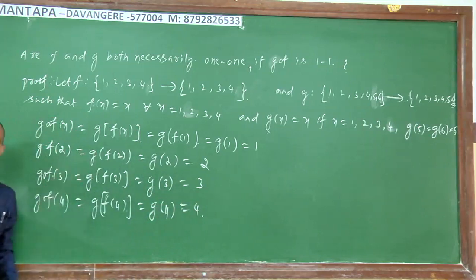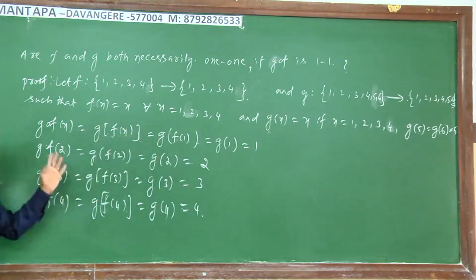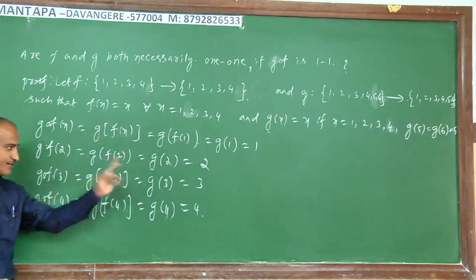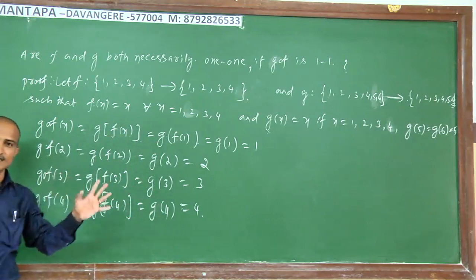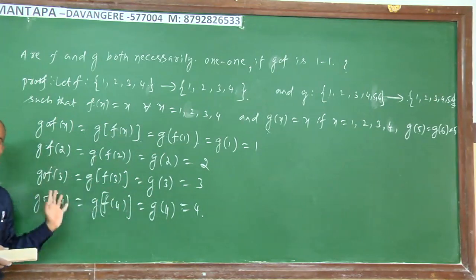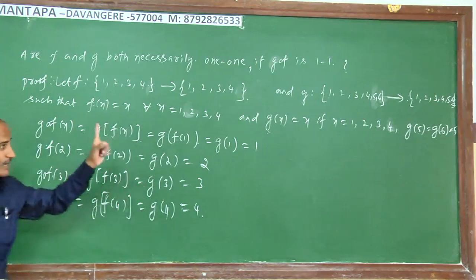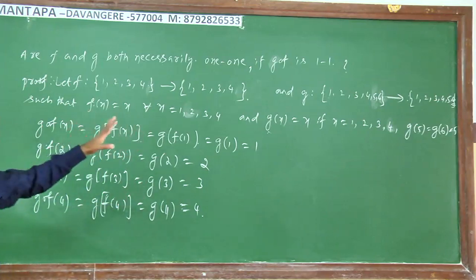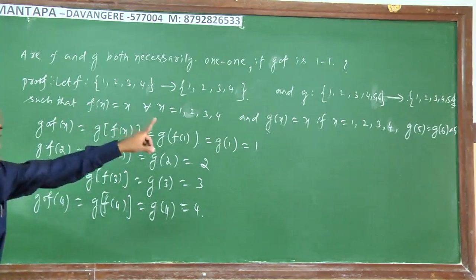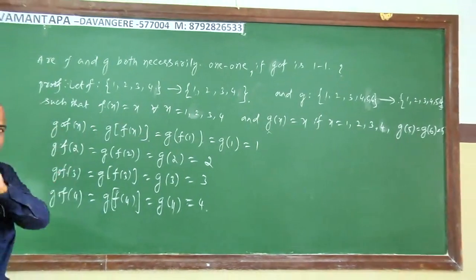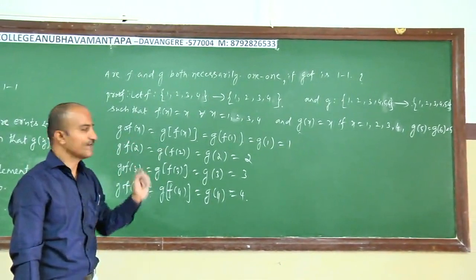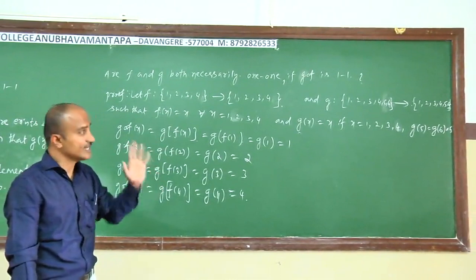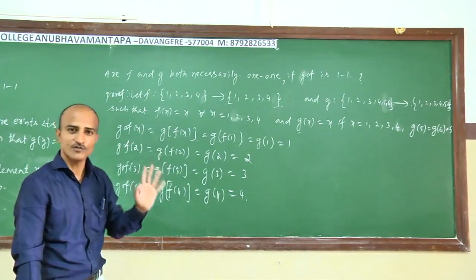We have defined g∘f. No doubt, distinct elements 1 has image 1, 2 has image 2, 3 has image 3 and 4 has image 4, so distinct elements have distinct images. Clearly g∘f is 1 to 1. But in the example, you look there, f is 1 to 1 but g is not 1 to 1, which means it is not necessary that both f and g are 1 to 1. If f is 1 to 1, it is sufficient for g∘f to be 1 to 1.